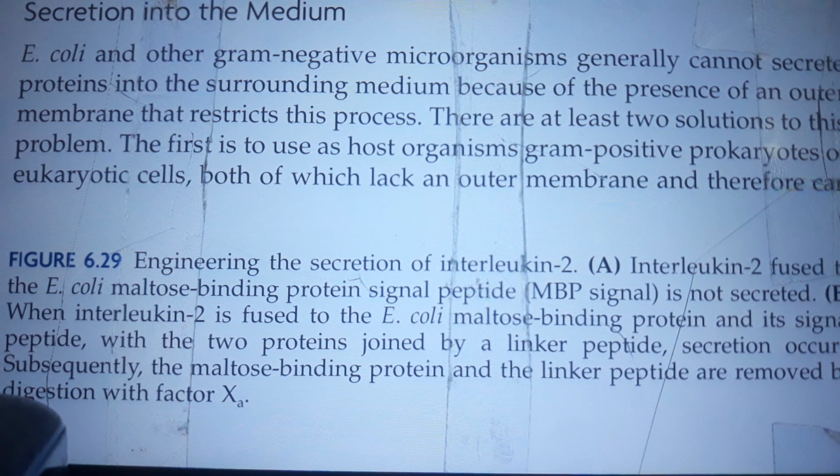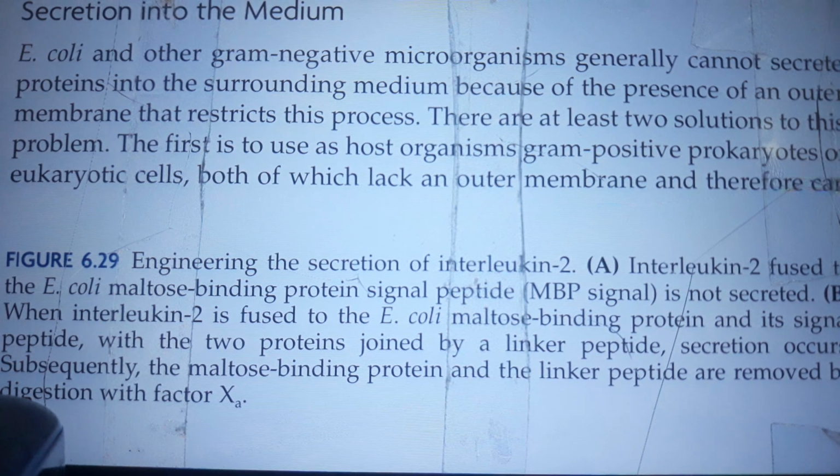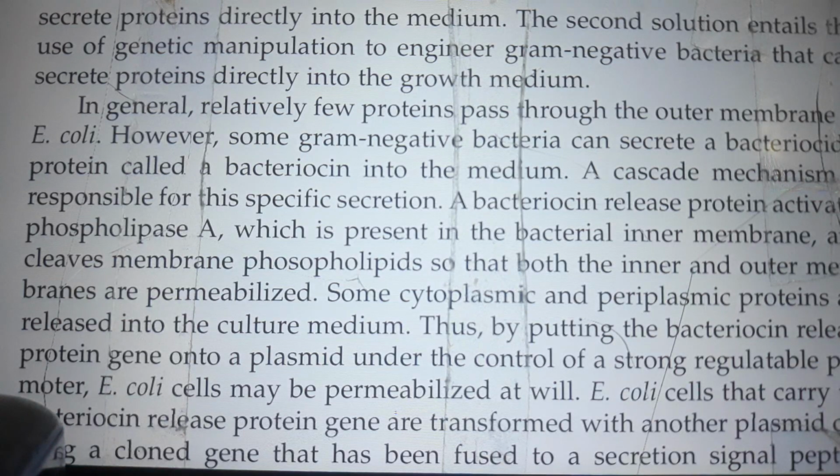Now, secretion into the medium. E. coli and other gram-negative microorganisms generally cannot secrete proteins into the surrounding medium because of the presence of an outer membrane that restricts this process. There are at least two solutions to this problem. The first is to use as host organisms gram-positive prokaryotes or eukaryotic cells, both of which lack an outer membrane and therefore can secrete proteins directly into the medium. The second solution entails the use of genetic manipulation to engineer gram-negative bacteria that can secrete proteins directly into the growth medium.